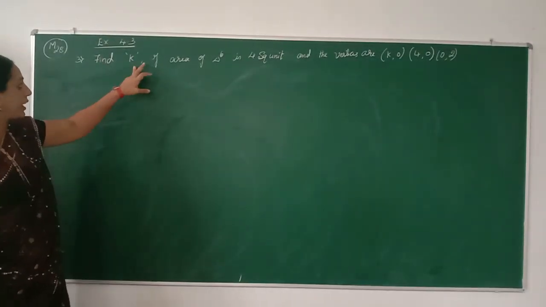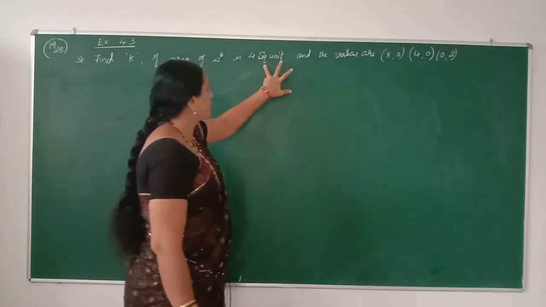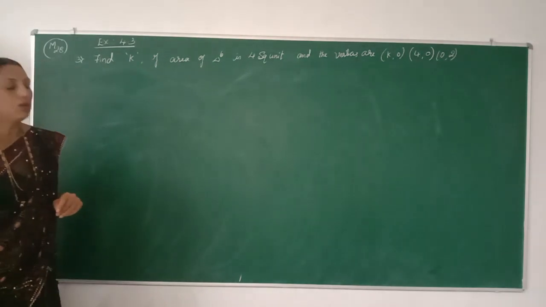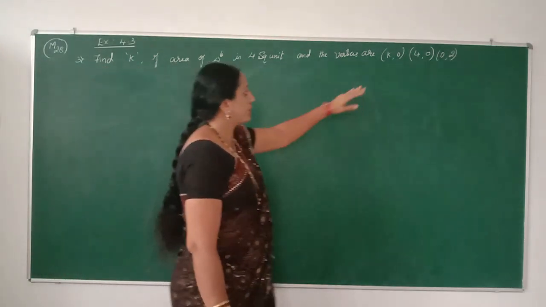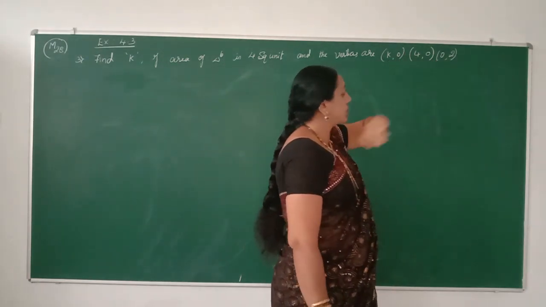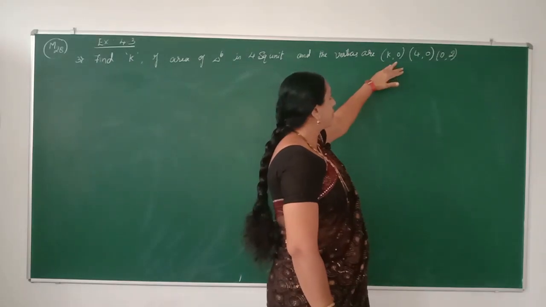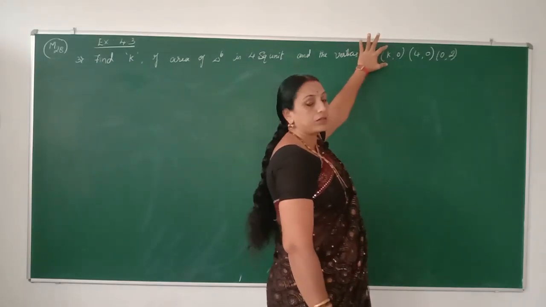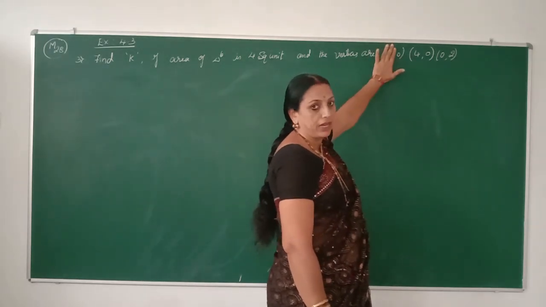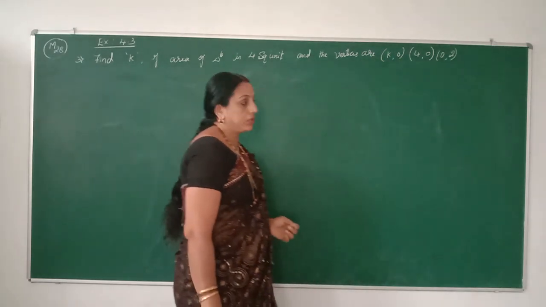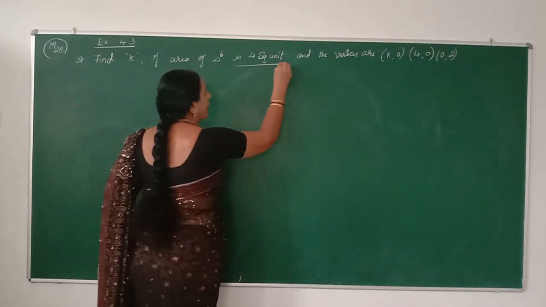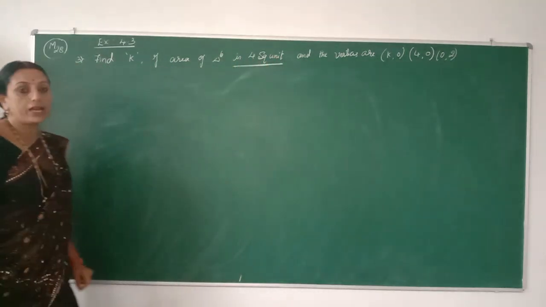Next one: find K if the area of a triangle is 4 square units and the vertices are K, 0, 4, 0 and 0, 2. Now first we observe the vertices of the triangle: K, 0, 4, 0, 0, 2. These vertices include an unknown constant, meaning some scalar constant. Except for K, the remaining values are numerical values, but K is a scalar number. Now we find the value of the scalar using the area of the triangle, which is 4 square units.